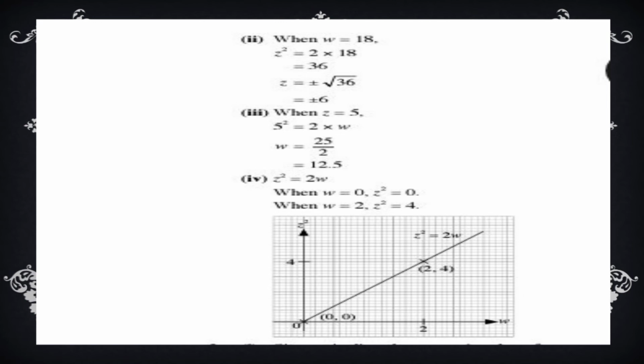And when z square equals 2w, if we put the value of w as 0, z square will be 0. If we put the value of w as 2, then z square will be equal to 4. So we can easily locate this graph according to the x-axis and y-axis relation. The first point is 0, 0, we can locate it on the origin, and the second point is 2, 4, we can also locate it in the first quadrant. So you have already learned the graph relation in class 6.